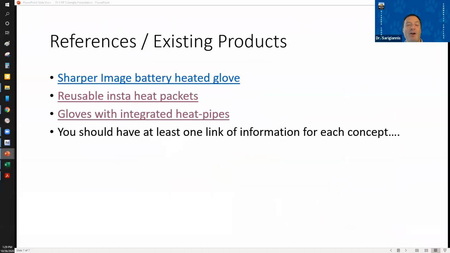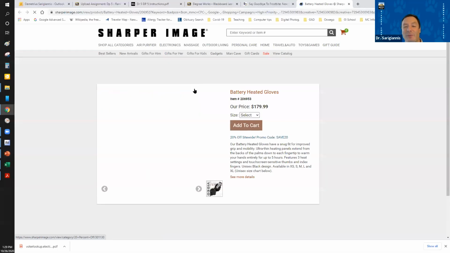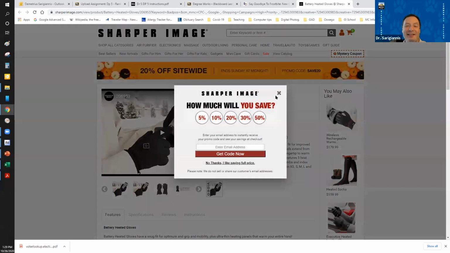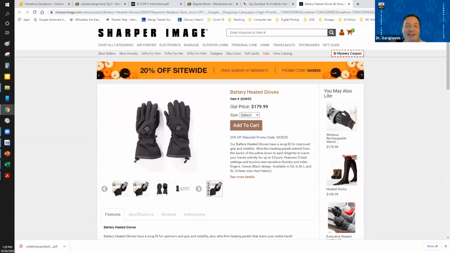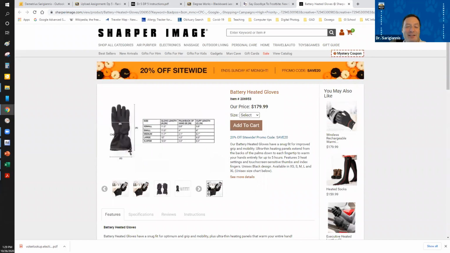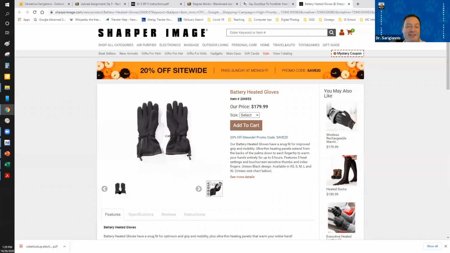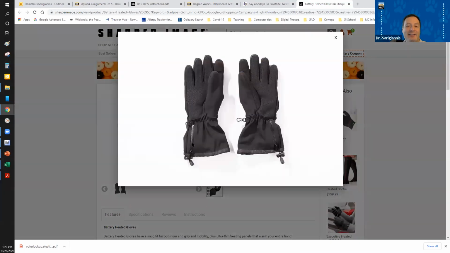And then finally, I'm not expecting you to go through each one of your references. I'm just expecting you to have some references at the end of the PowerPoint. So this is battery heated gloves. Sharper Image has some battery heated gloves. You can't see the battery pack. There's like a zipper for the battery pack here.